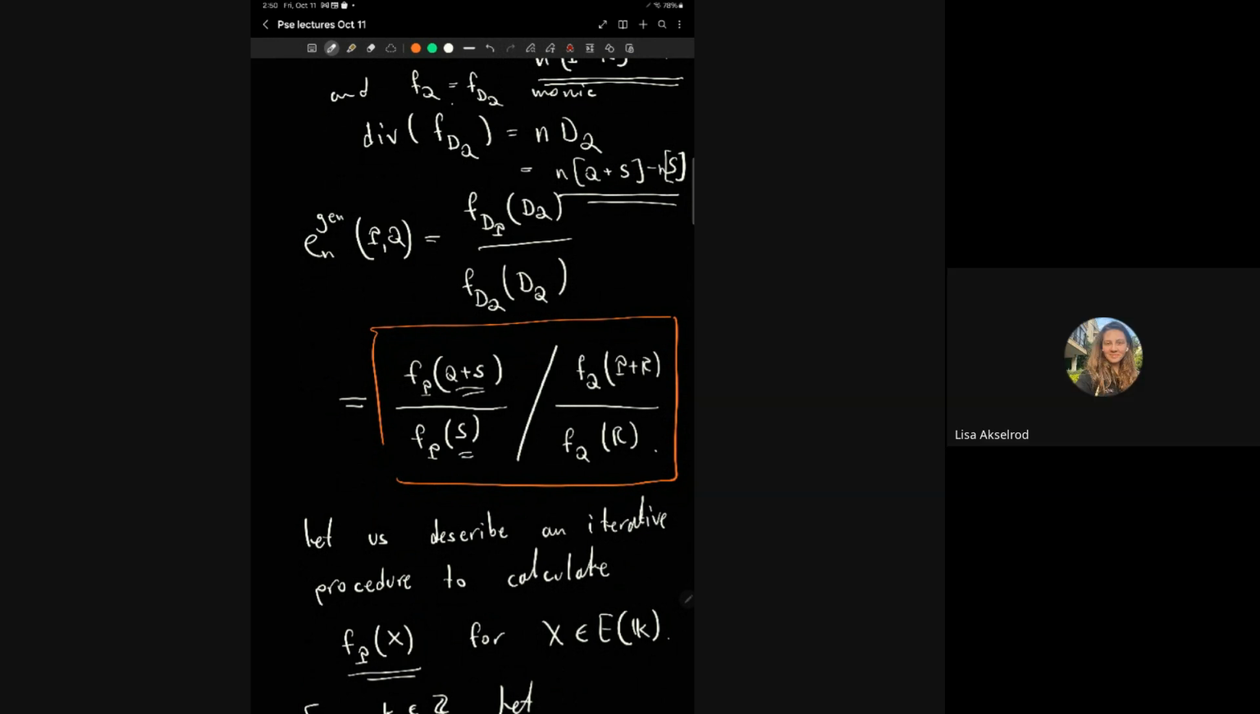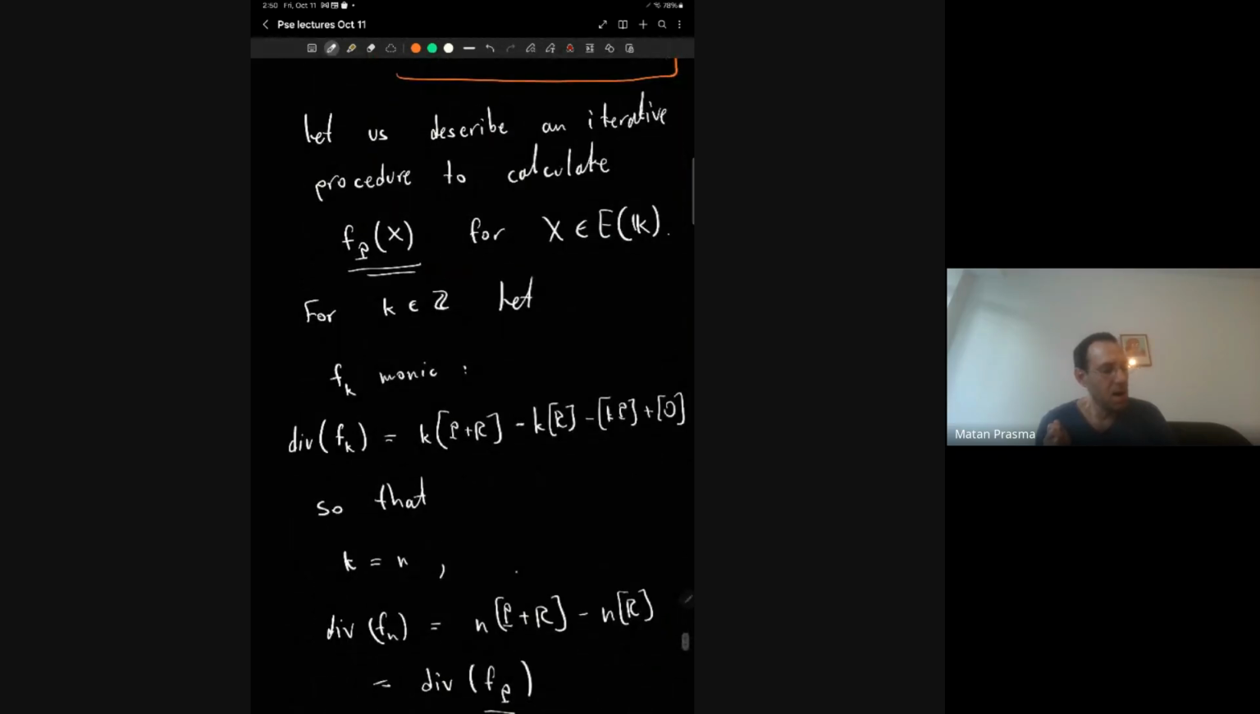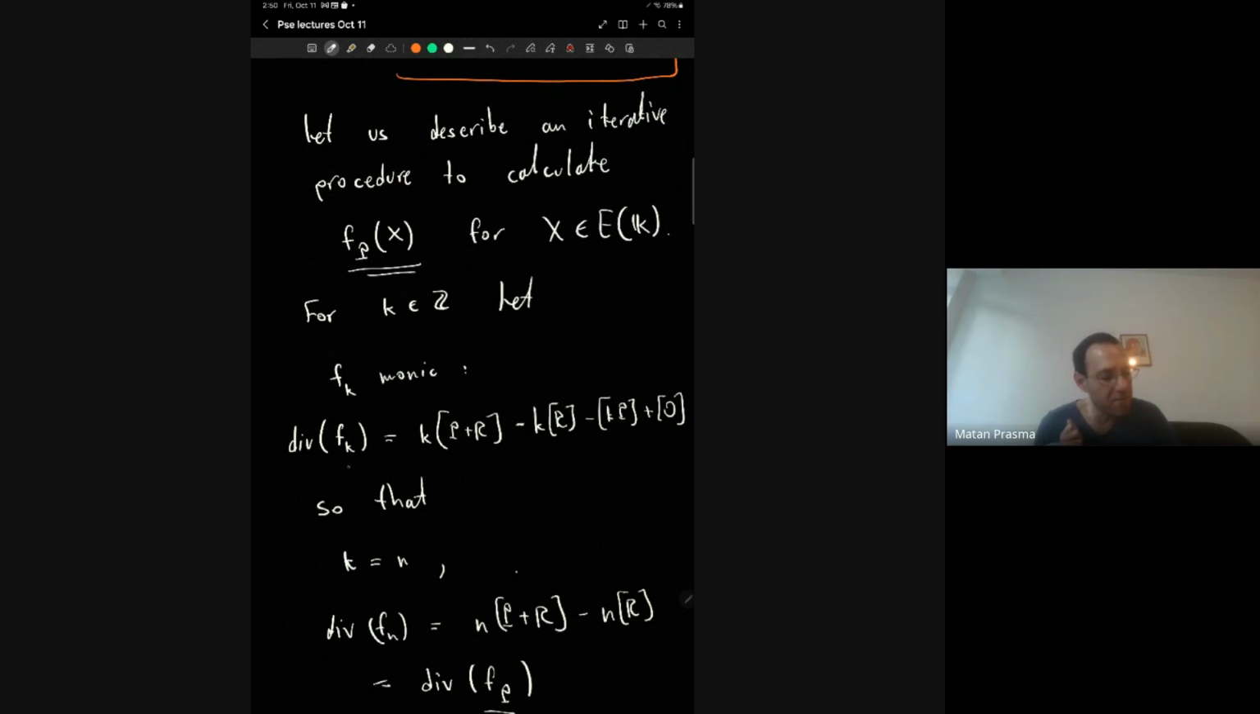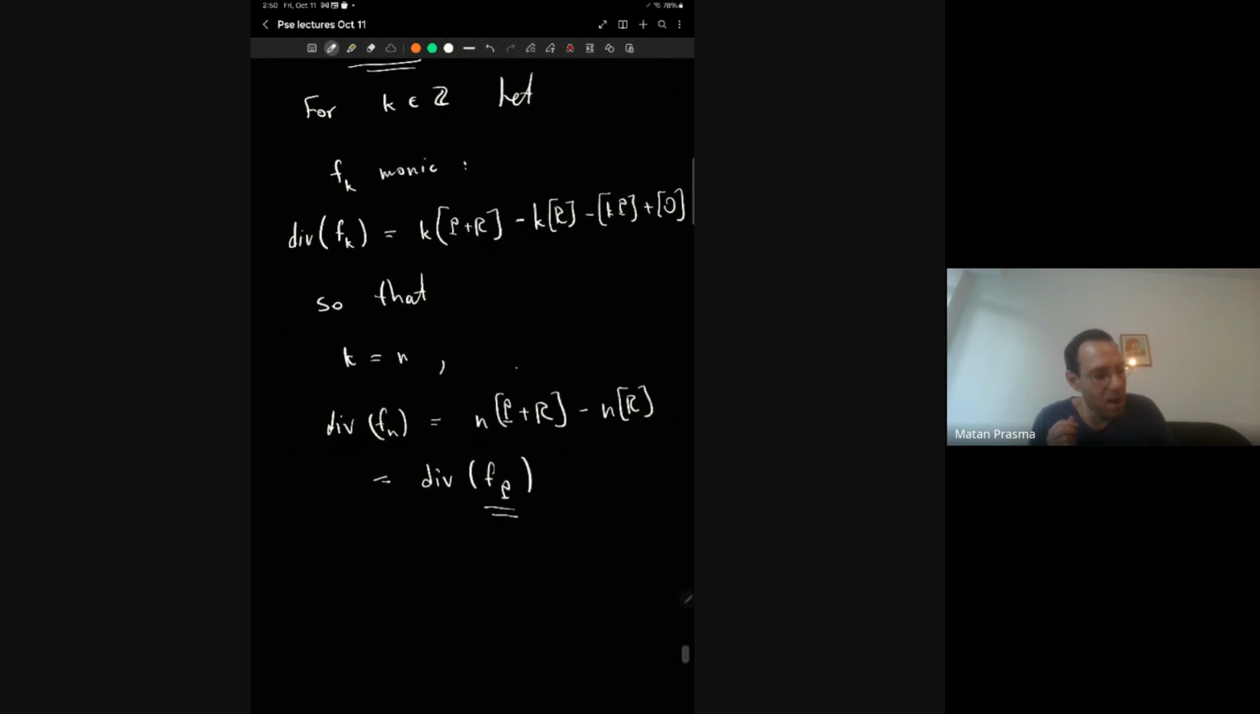Okay, so now I'm going to define a sequence of functions fk such that when k is equal to n, I get fp. And I will show you how to evaluate the functions fk at a generic point x. I will do it iteratively, okay? And once I do this, I'm finished. But first, one of the steps is some relation between the fk's.